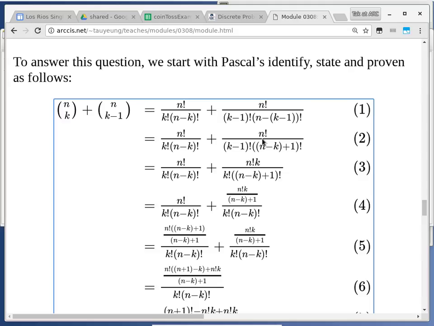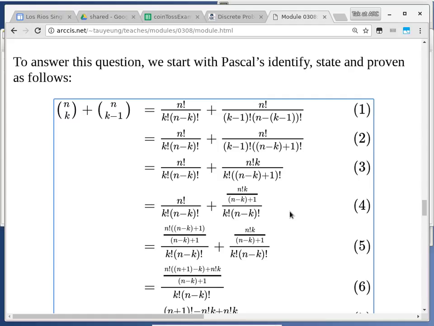So that's how I go from k minus 1 factorial to k factorial, because k minus 1 factorial times k is k factorial. Okay? All right, so let's move on from here to here, from the third to the fourth. What did I do in that case?